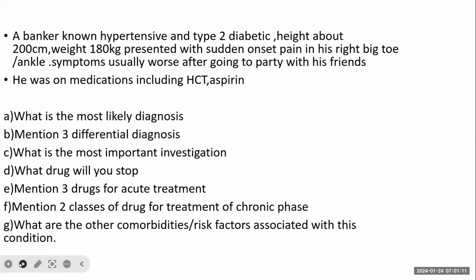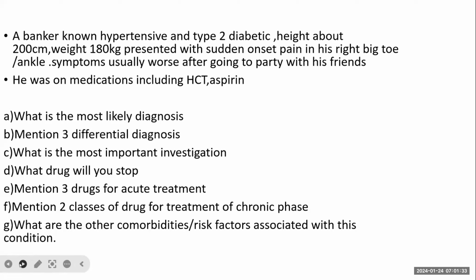Okay. This is a case scenario of a banker, non-hypertensive, with type 2 diabetes, height about 200 centimeters, weight about 180 kg, presented with sudden onset pain in the right big toe and ankle. Symptoms usually worse after going to a party with his friends. He was on medications including hydrochlorothiazide and aspirin.